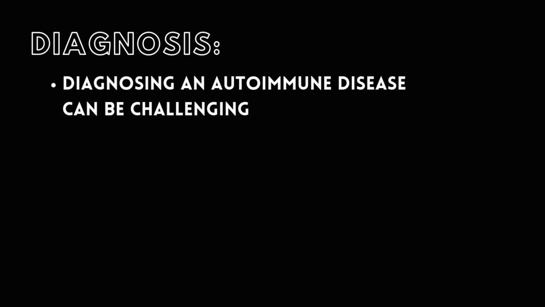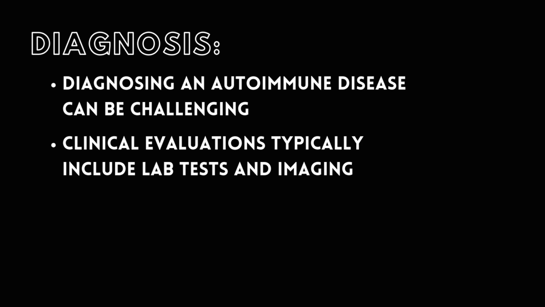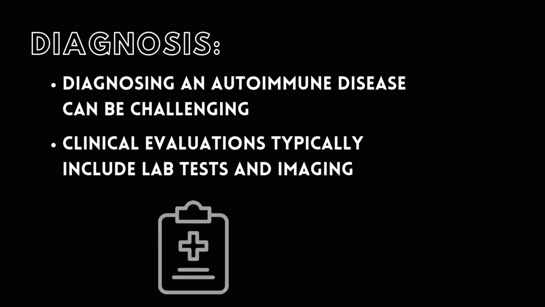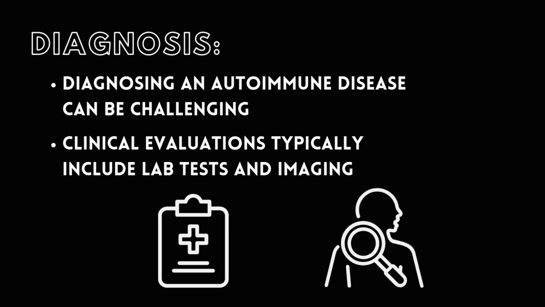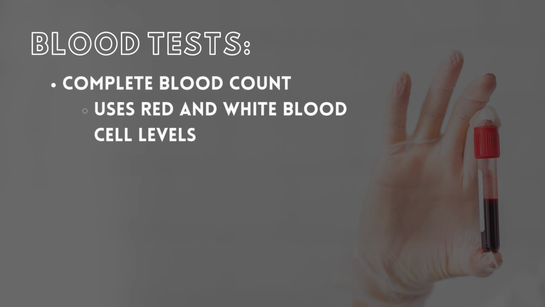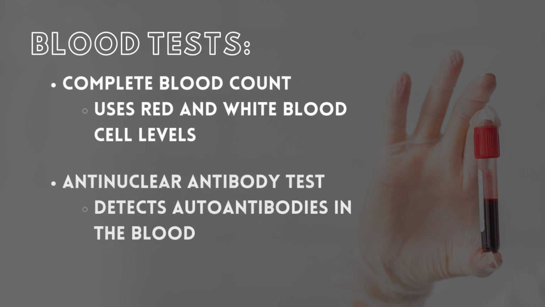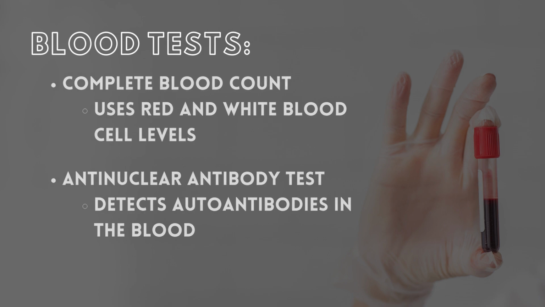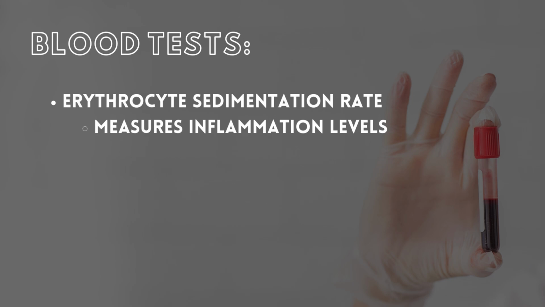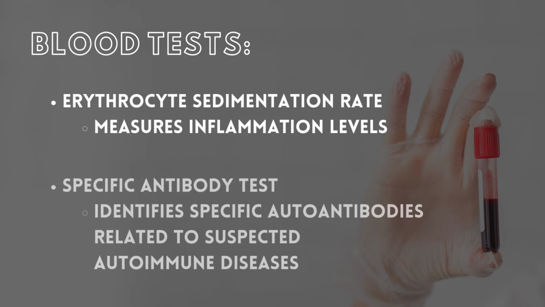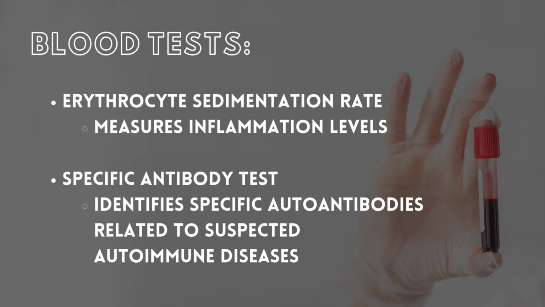Diagnosing autoimmune diseases can be a challenge. Doctors use a combination of clinical evaluations that include lab tests and imaging. Diagnosis typically begins with a review of medical history and a physical exam to assess symptoms, family history, and overall health. Several blood tests are often used to detect autoimmune indicators, including complete blood count, which measures red and white blood cell levels; anti-nuclear antibody test, which detects autoantibodies in the blood; erythrocyte sedimentation rate, which measures inflammation levels; and specific antibody tests, which identify specific autoantibodies related to suspected autoimmune diseases.